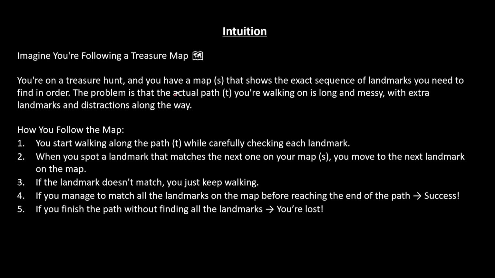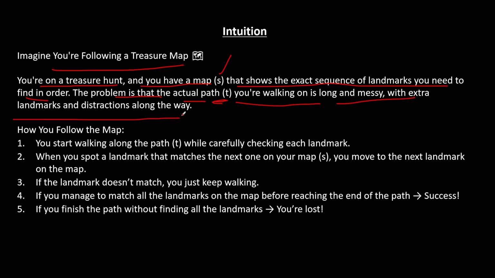To understand what the problem is asking, we should build up an intuition for the problem. Imagine you are following a treasure map. You are on a treasure hunt and you have a map, which is S, that shows the exact sequence of landmarks you need to find in order. The problem is that the actual path, which is T, that we are walking is a long and messy one with extra landmarks and distractions along the way.